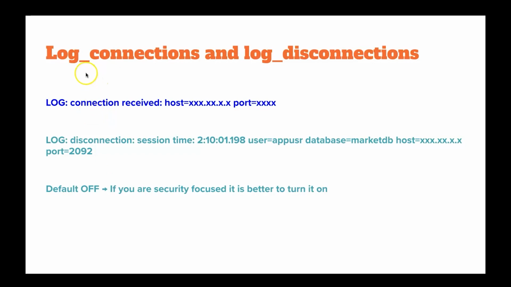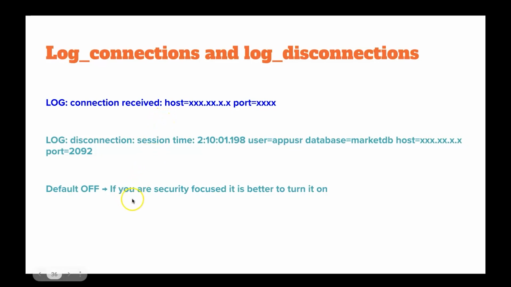For example, when you have log connections enabled, you'll see "connection received", and then you will also see the IP address and the port it is coming from. And for disconnections, you'll see the total session time, so that you know when a connection came through and when it disconnected. So let's say you only have log connections enabled. You won't see the total session time when the connection exited.